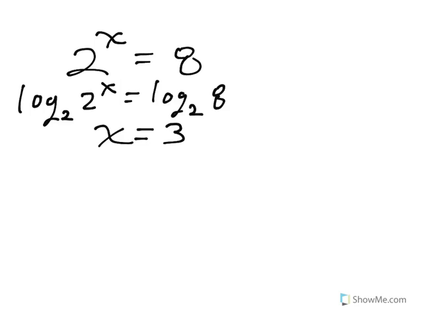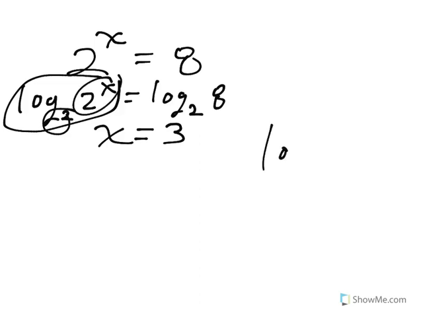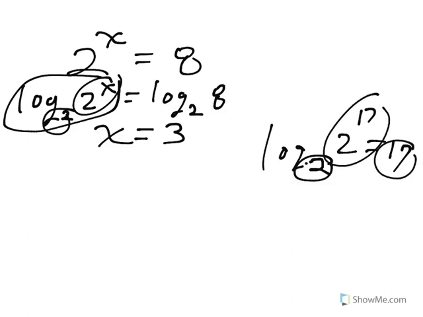And log base 2 of 2 to the x, that's x, because log base 2 of something is asking what power I would need to raise 2 to become that number. So what do I need to raise 2 to become 2 to the x? The answer is x, just like log base 2 of 2 to the 17th should be 17, because you would have to raise 2 to the 17th power to become 2 to the 17th.